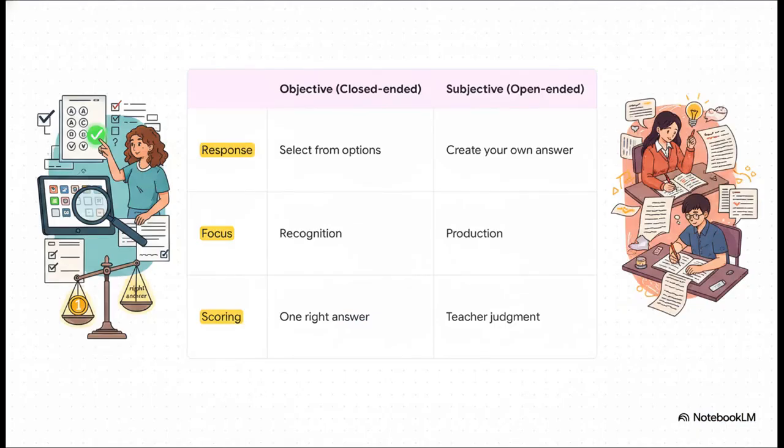Okay, so let's break this down. You've got two main paths. On one side, you have objective tests. Think of these as closed-ended. Here, you just select an answer from a list. It's all about recognizing the right information. And the scoring? It's easy. It's objective. There's one right answer, period.